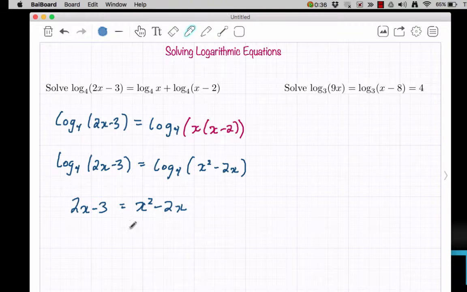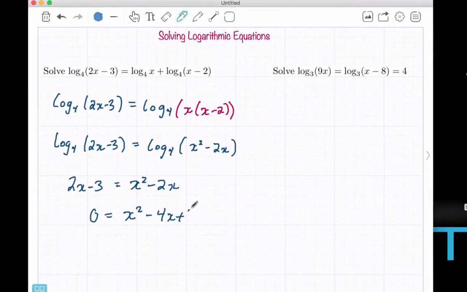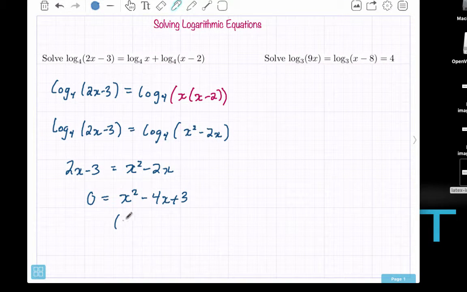And now we're going to solve for x by bringing 2x and 3 over. So you're going to have 0 equals x squared minus 4x plus 3. We factor this, and we have x minus 3, x minus 1. Okay, so x equals 3, and x equals 1.